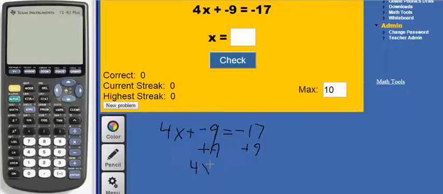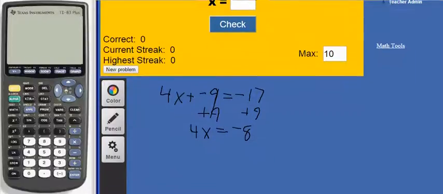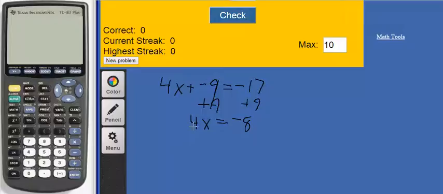And we have 4x equals -8. Scroll down here a bit. So this is 4 times x, so the opposite of 4 times x is divide by 4. And x equals -2.